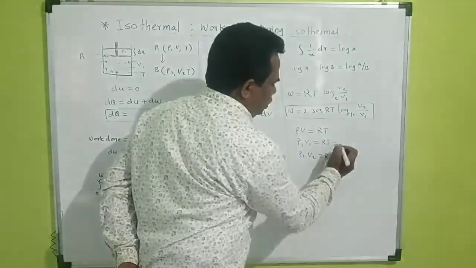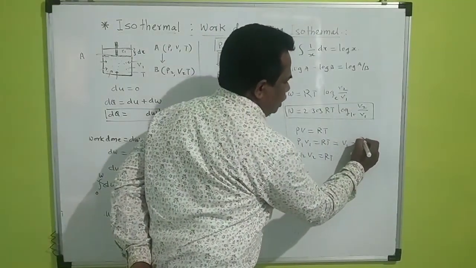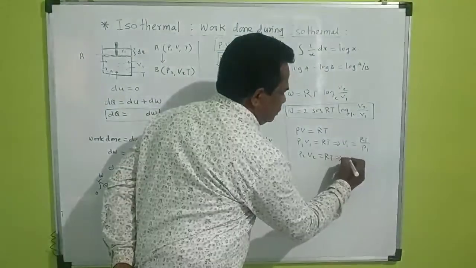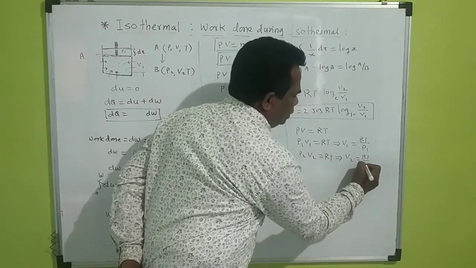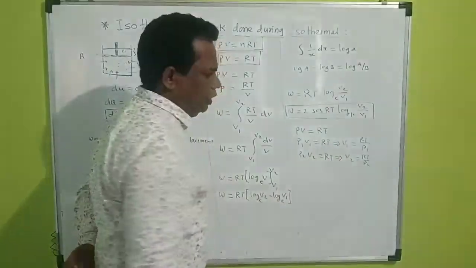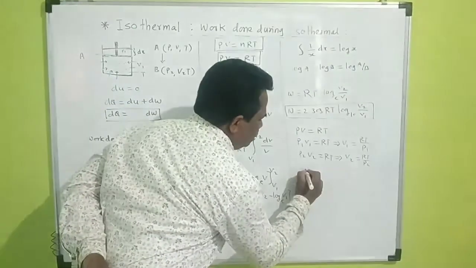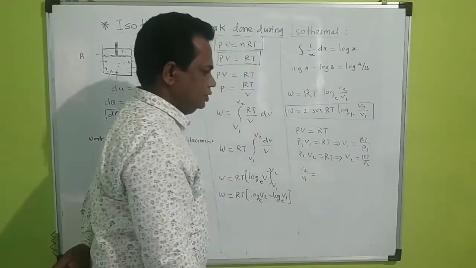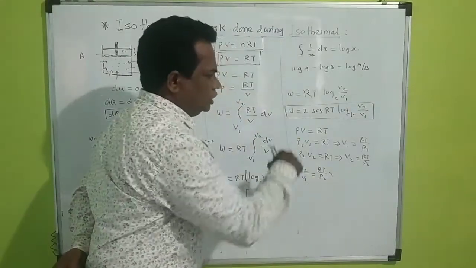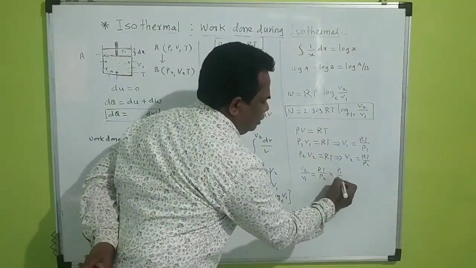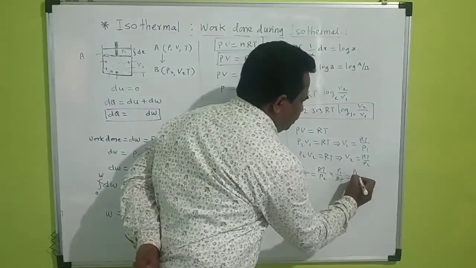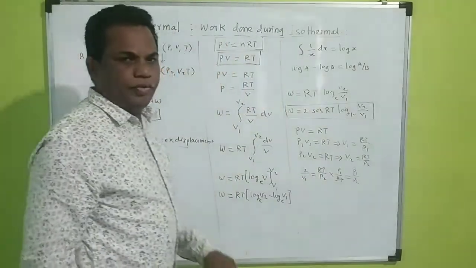So this gives rise to what relation? V1 is equal to RT divided by P1. This relation gives V2 is equal to RT divided by P2. Now when you divide V2 by V1, first of all keep the value of V2, so RT divided by P2, into, that is reverse multiplication, P1 divided by RT. So RT gets cancelled, and you will get P1 divided by P2 instead of V2 divided by V1.